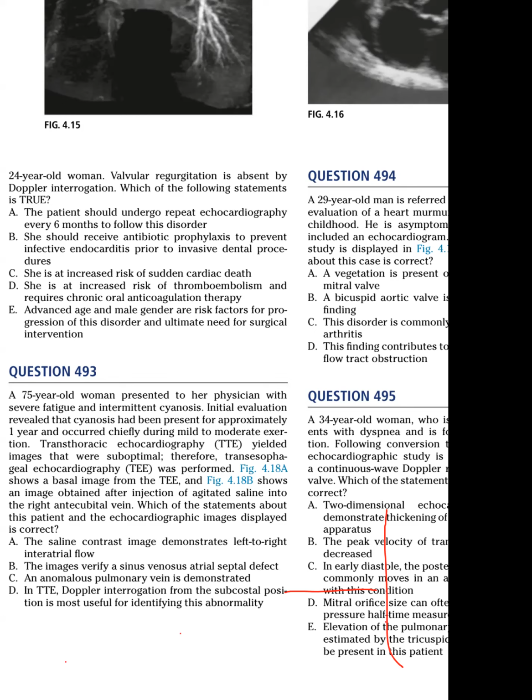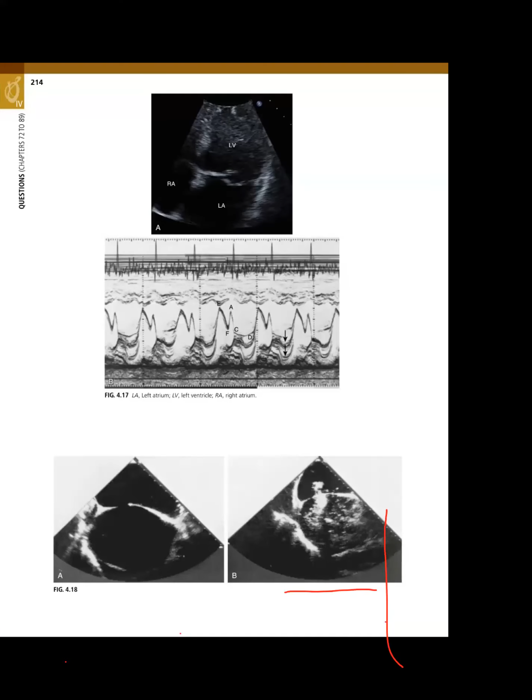Figure 4.18a shows the basal image from the TEE, and figure 4.18b shows an image obtained after injection of agitated saline into the right antecubital vein. Which of the statements about this patient and the echocardiographic image displayed is correct? So let's go to the image and then we come and look at the options.